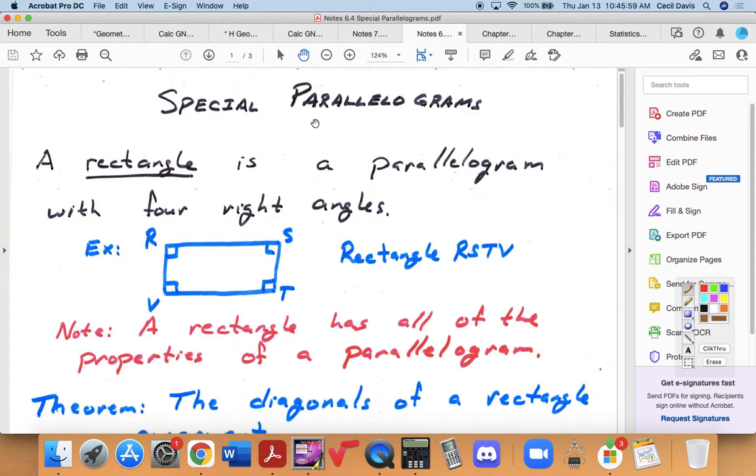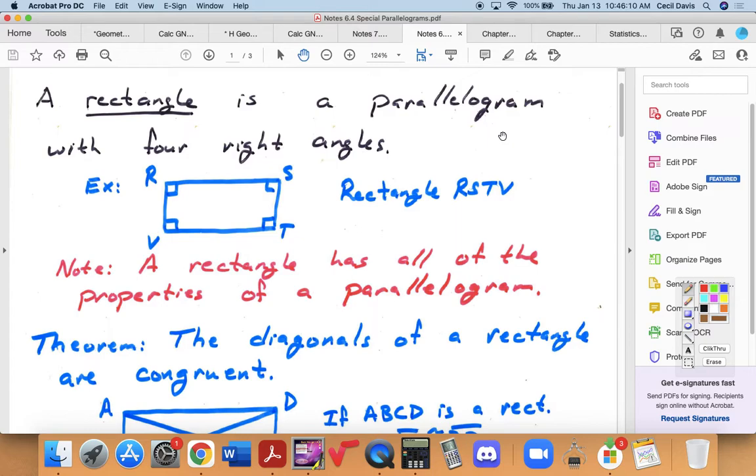All right. So, today we're going to start special parallelograms. Y'all are so mean. All right. A rectangle is a parallelogram with 4 right angles. You guys already knew that. That's not news to you.